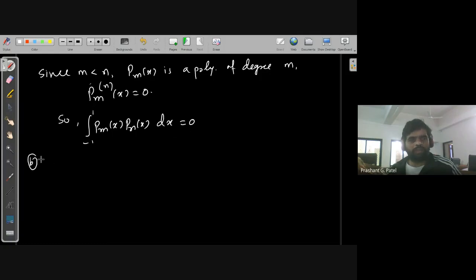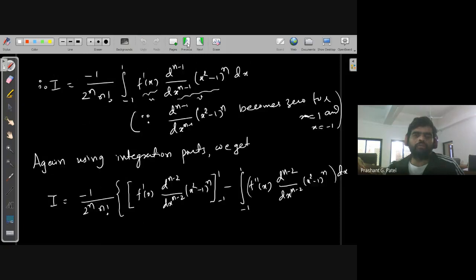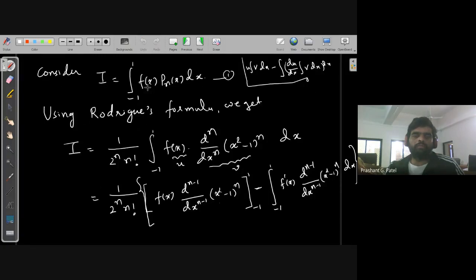Now in the case if n is smaller than m, then from 1 we replace n by m. If you replace n by m into the equation 1, so what was the equation 1? We just see that I equal to f x into Pn of x. So instead of that n, we write down m.